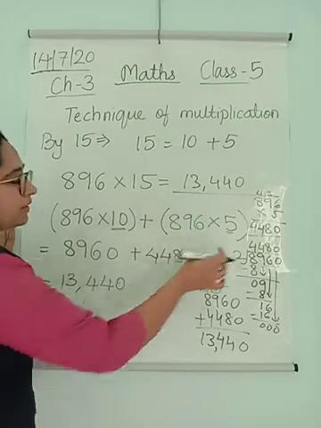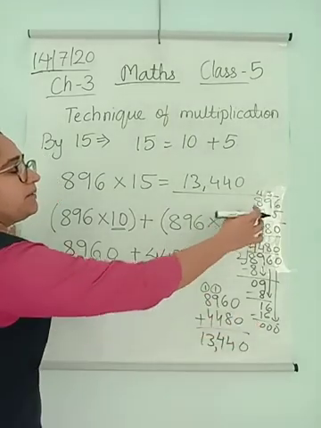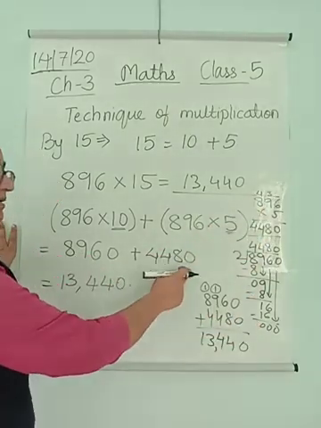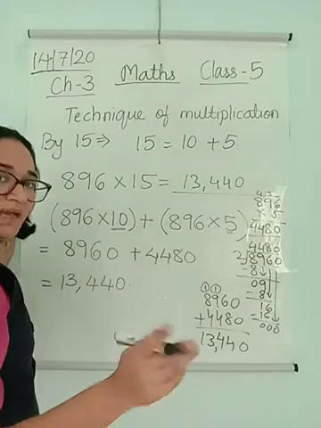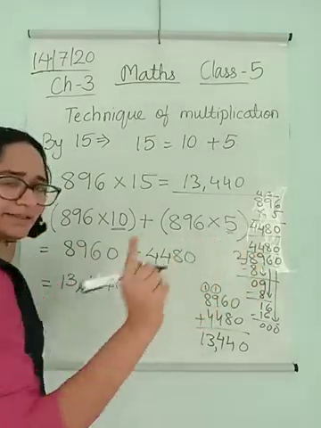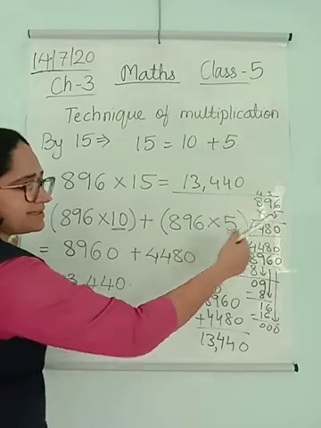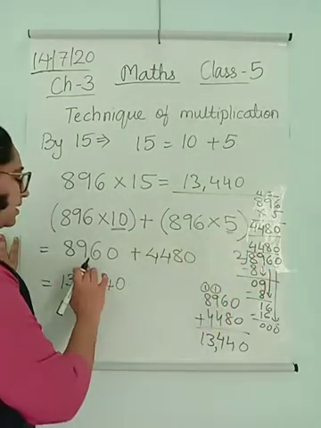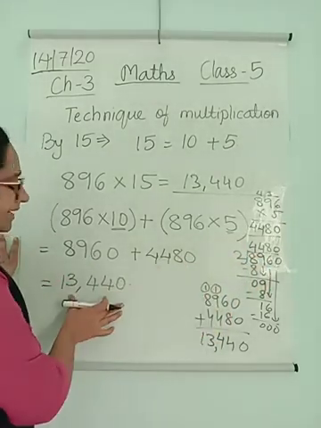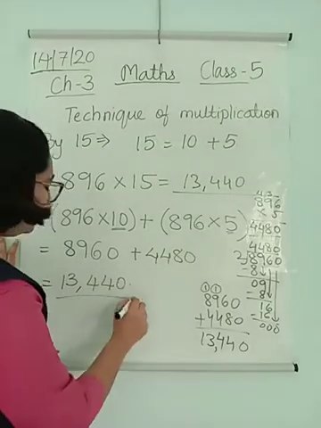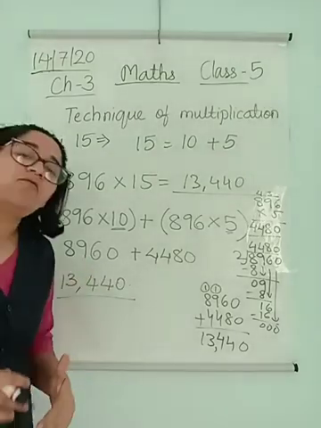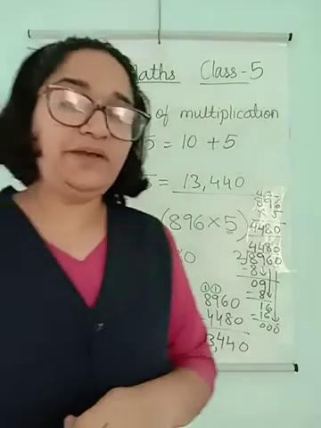Or if you cannot divide, you can simply multiply like this and get the answer. Both ways your answer will be correct. Don't do both, only one you have to do. Either divide this by 2 or multiply this and get the answer, no problem. So both you will add and get the total answer. Getting me? This is the technique for multiplying by 15.